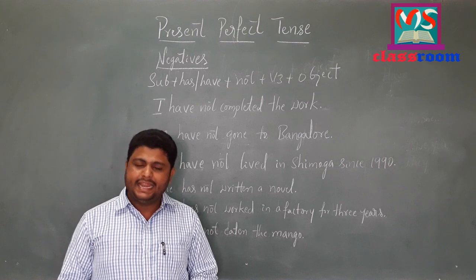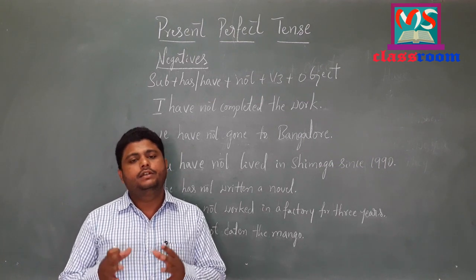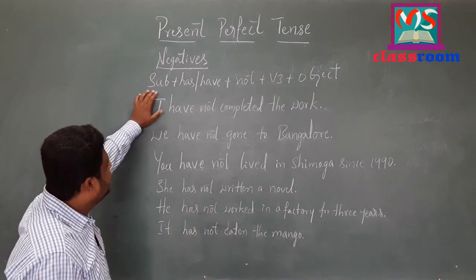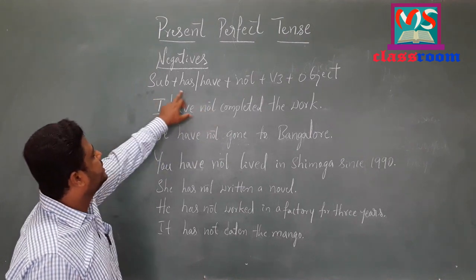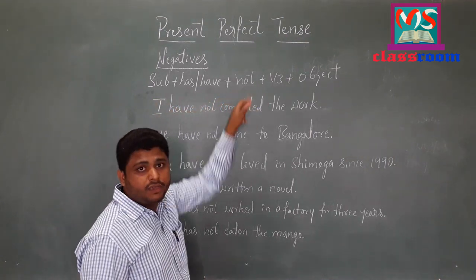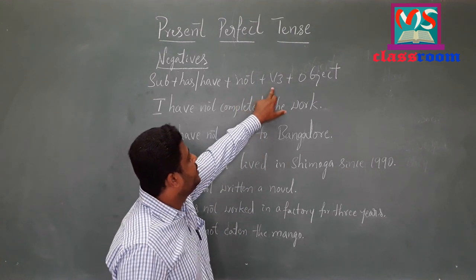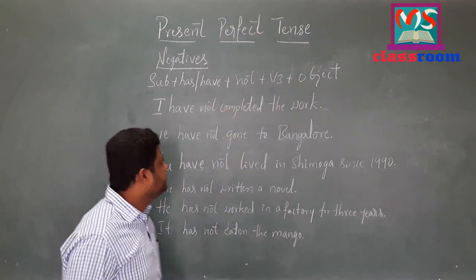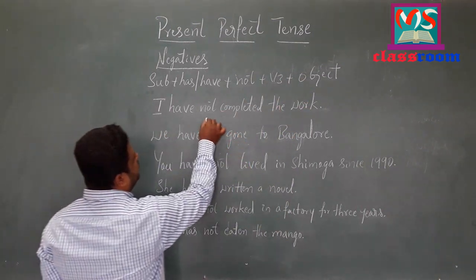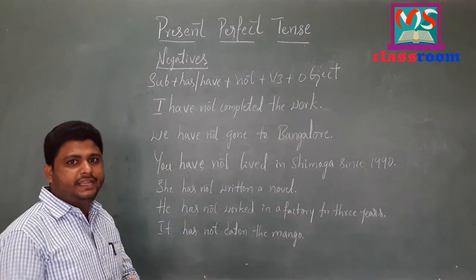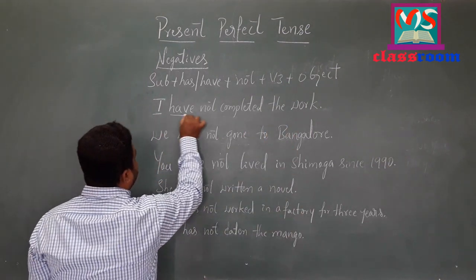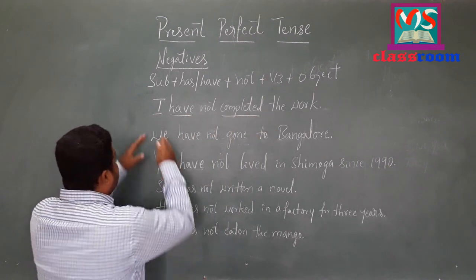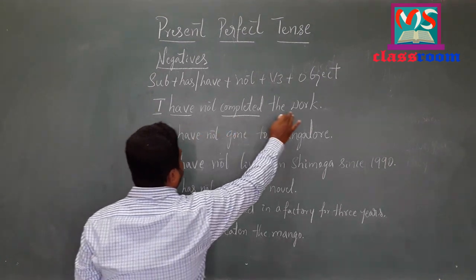Now let us move to negatives in present perfect tense. In order to know negatives in present perfect tense, look at the formula. First we have subject and then has or have according to the subject plus not, because it is a negative sentence, and then the main verb in V3 position, that is the past participle form of the verb, and then object. Look at the example. I have not completed the work. What I have done here is, in between the helping verb have and the main verb completed, I have used not. So that's it. I have not completed the work.